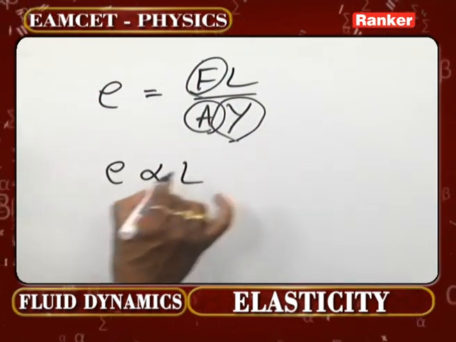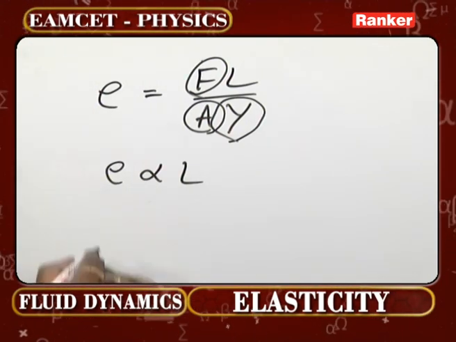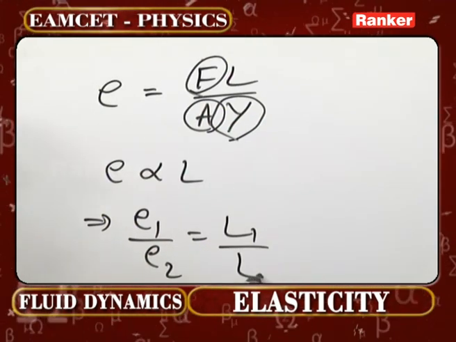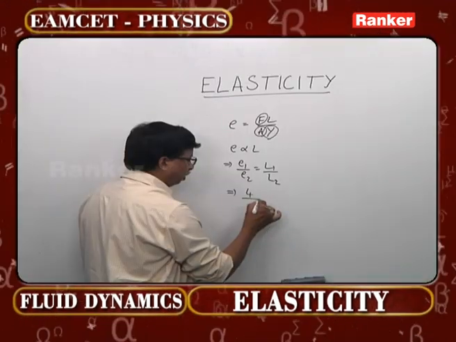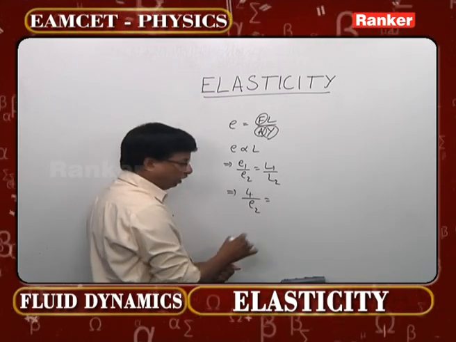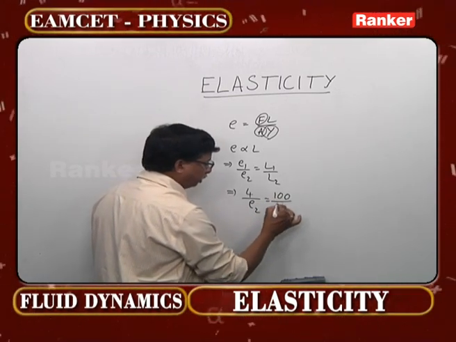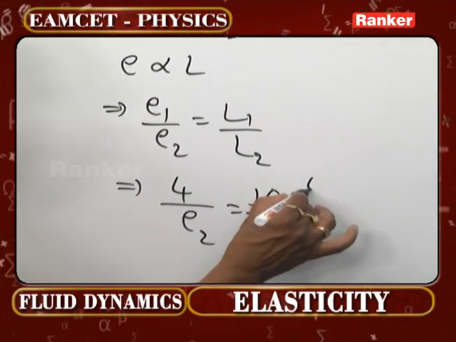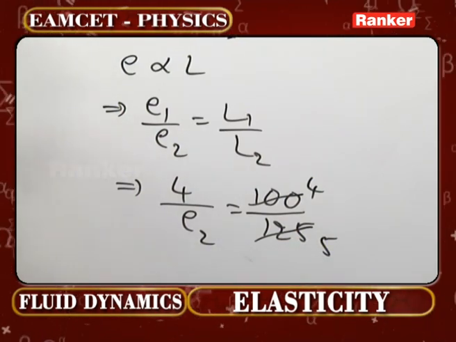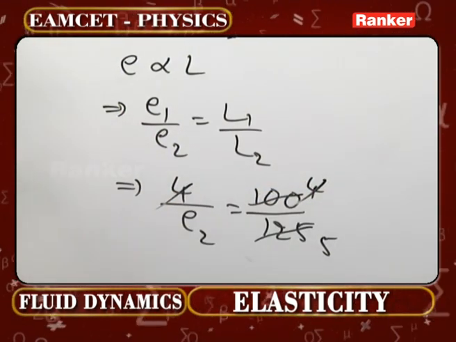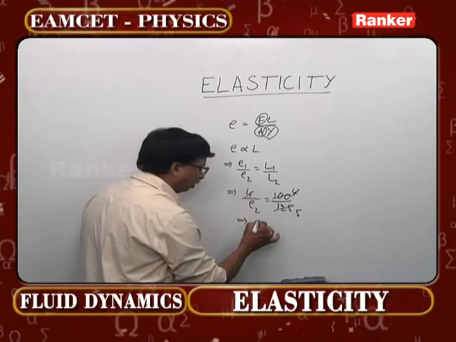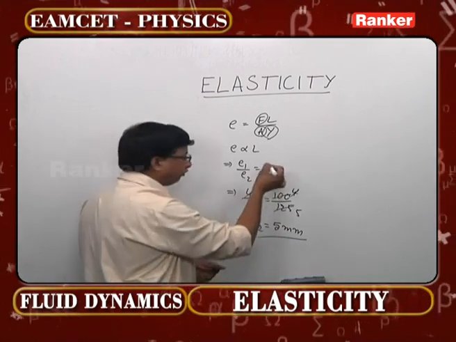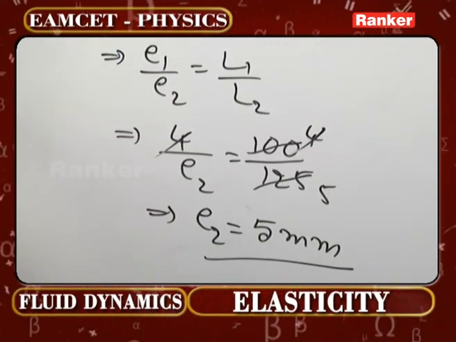E is proportional to L. That is the concept. So what to write here? E1 by E2 is equal to L1 by L2. Now E1 is given 4 mm. E2 is to be calculated. L1 is given 100 centimeter. L2 is given 125 centimeter. 4 times 25 here, 5 times 25 here. Numerator gets cancelled on both sides. Then what will be the value of E2? This now will be 5. What? Whatever the unit for 4 that has been given in the problem, that is millimeter.